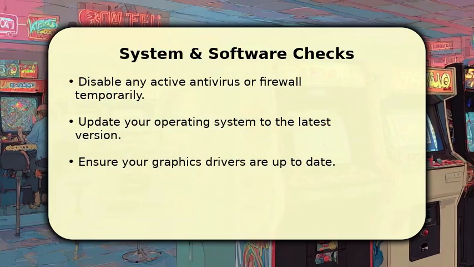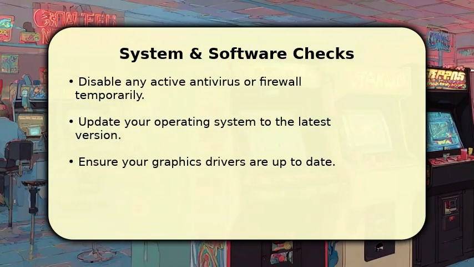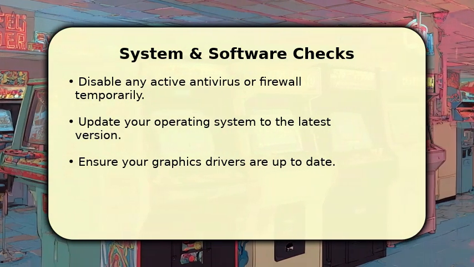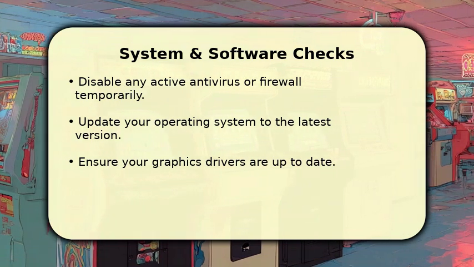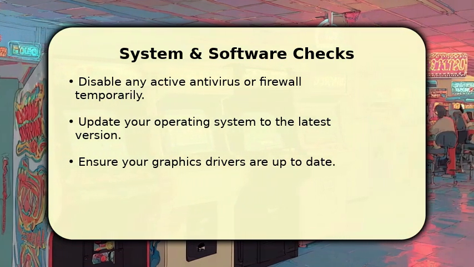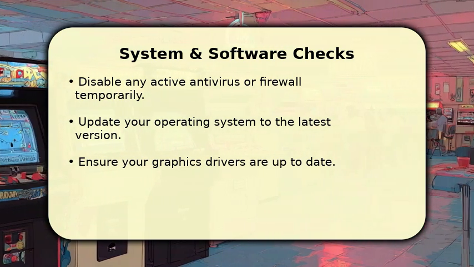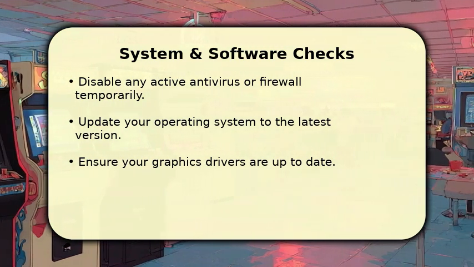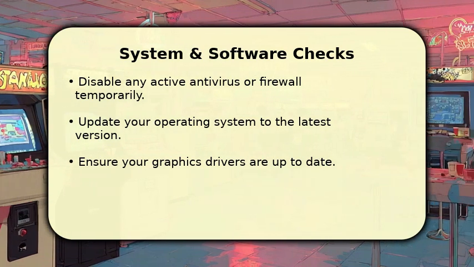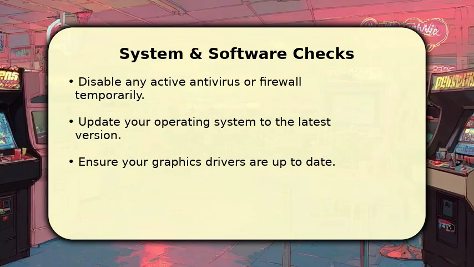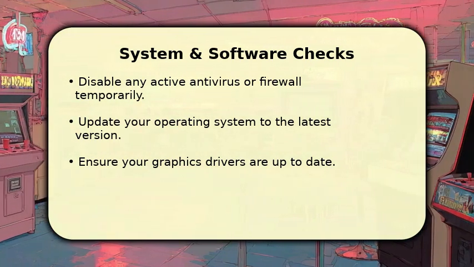Now, let's look at your system. Temporarily disabling your antivirus or firewall can help identify if they are blocking Roblox. It's also important to keep your operating system updated to its latest version, as older versions might have compatibility issues. Don't forget to update your graphics drivers too, as outdated drivers can cause performance problems. Lastly, check for any background applications that might be conflicting with Roblox.